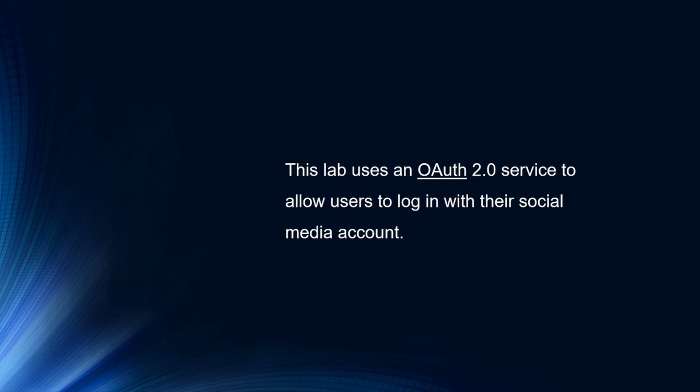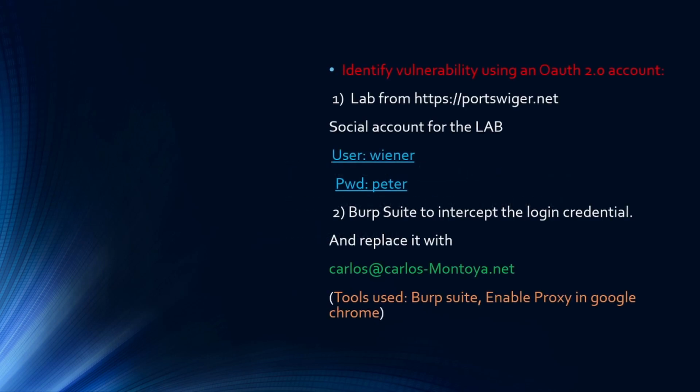This lab uses an OAuth 2.0 service to allow users to log in with a social media account. For the purpose of this lab, we're gonna use only one account, and the account is Winner, and the password is Peter. So we're gonna use Burp Suite to intercept the login credential and replace that credential with Carlos' email address, and we should be able to log in as Carlos without any password. Without further ado, let's go to our lab.